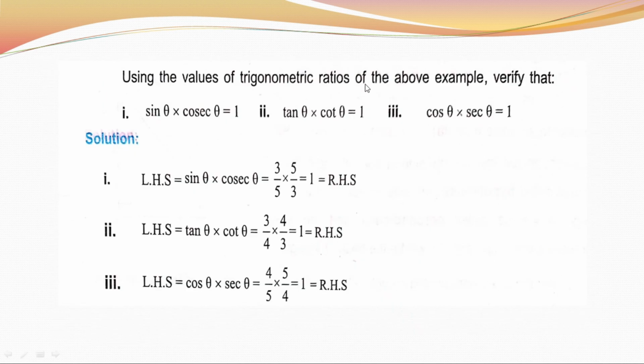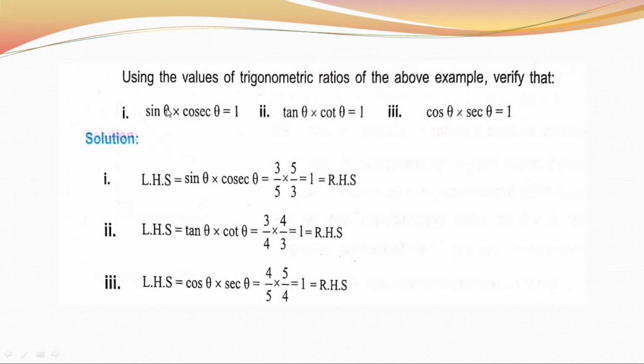Using the values of the trigonometric ratios of the above example, verify that sine theta into cosecant theta is equal to 1. We will put the values of sine theta and cosecant theta. Second example is tan theta into cot theta is equal to 1. Third example is cos theta into secant theta is equal to 1. We will put the values.